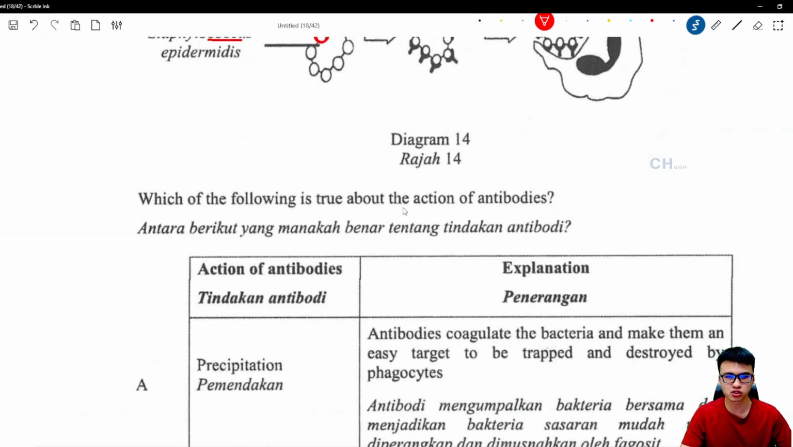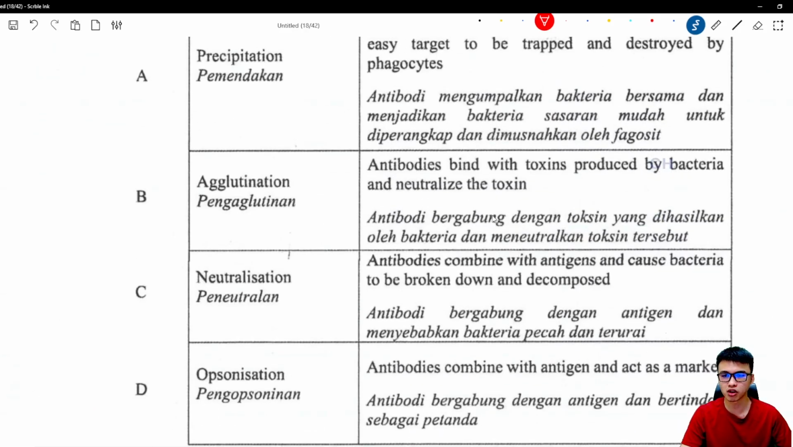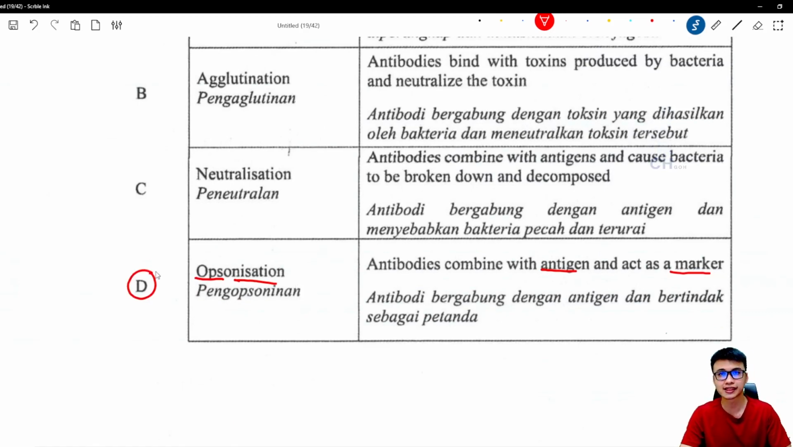So which of the following is true about the actions of the antibody? Now if you are talking about the marking, the name of this marking is called opsonization. So you want to combine with the antigen and act as a marker. You want to mark it as a bad guy. So the answer should be D.